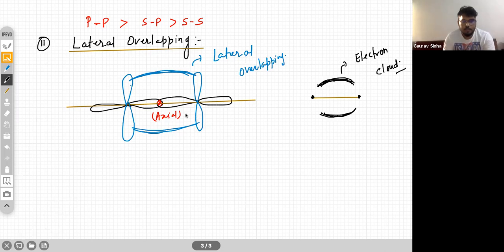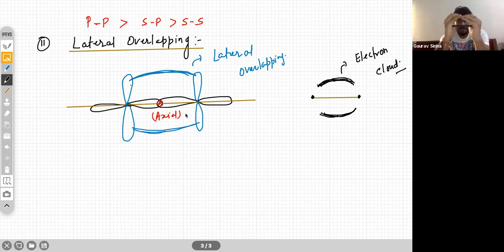See, if you have a sigma bond like this, this is a sigma bond, right? So this is the axial overlap. You see the lobes that overlap like this, okay? It is axial overlapping. But the orbital which is perpendicular to this axis is this.